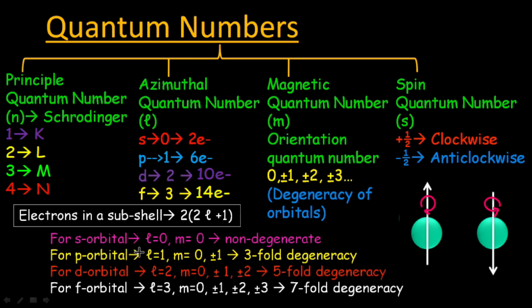For s orbital, the azimuthal quantum number is 0 and magnetic quantum number is also 0.